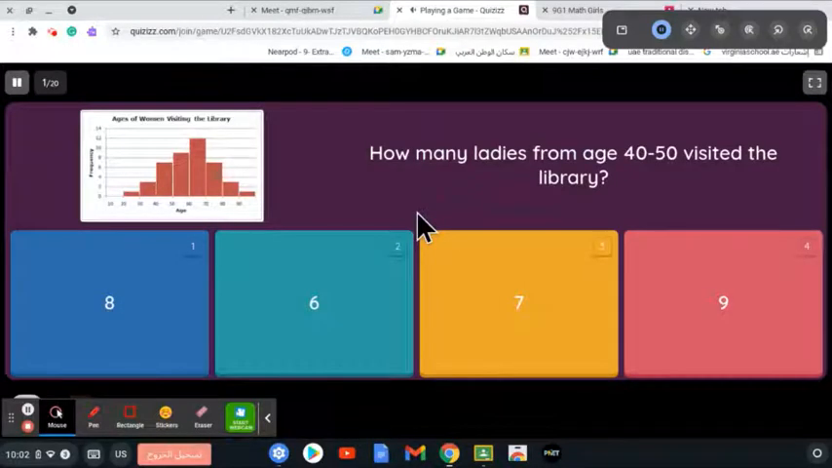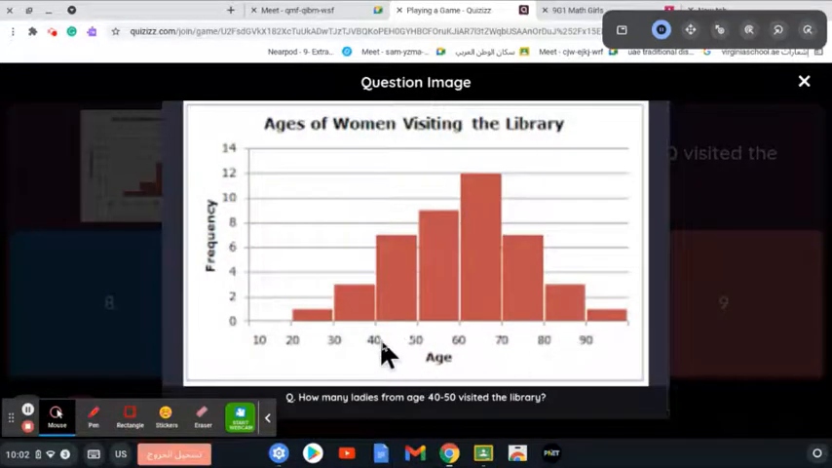So the first question is how many ladies from age 40 to 50 visited the library? So I'm gonna see 40 to 50. The bar is between numbers 6 and 8, so it's gotta be 7.